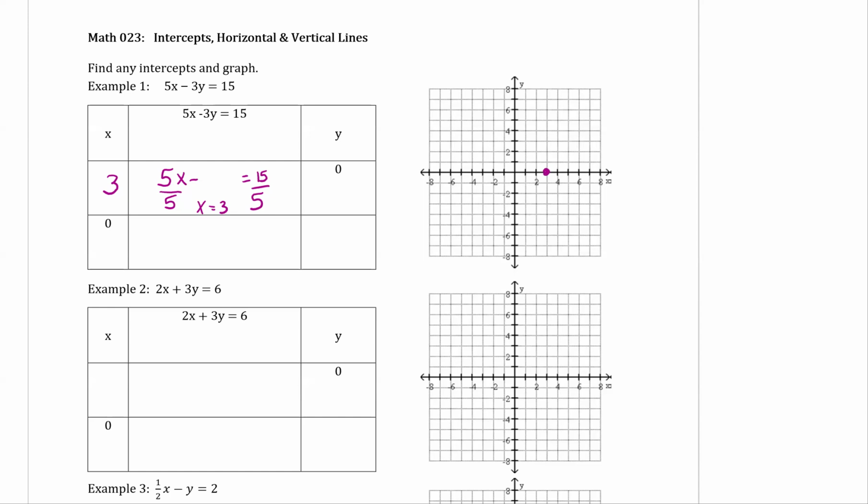Next, I'm going to plug in 0 for x. So that's going to be 5 times 0 minus 3y equals 15. Again, this is 0. So I have negative 3y is equal to 15. Divide both sides by negative 3. y is equal to negative 5. So the y-intercept is at (0, -5), and then connect the dots.